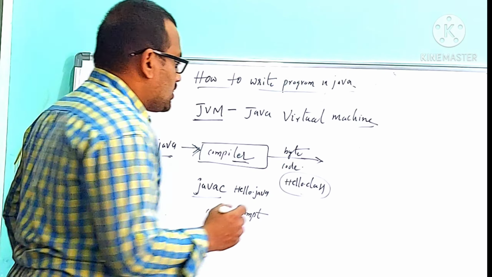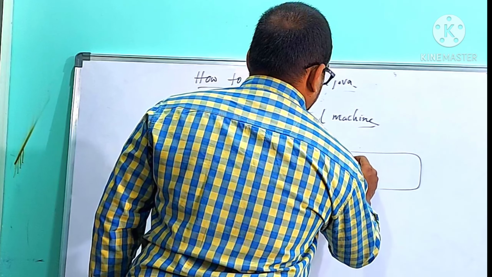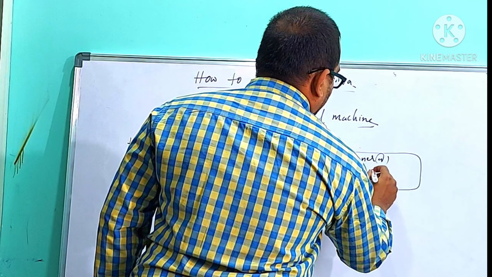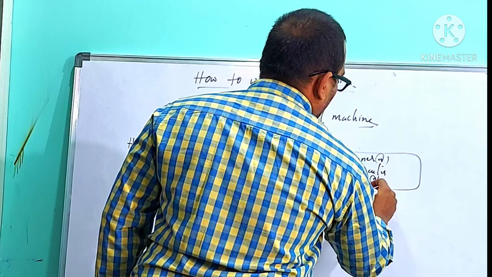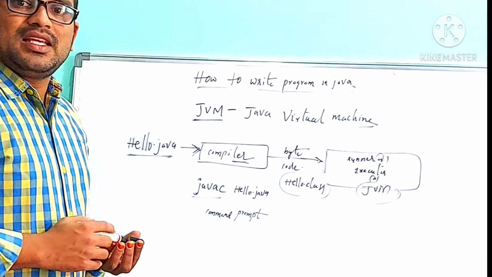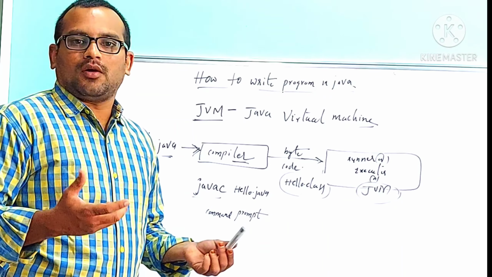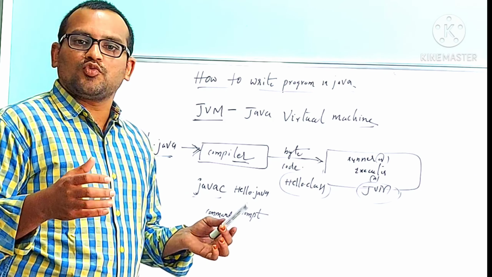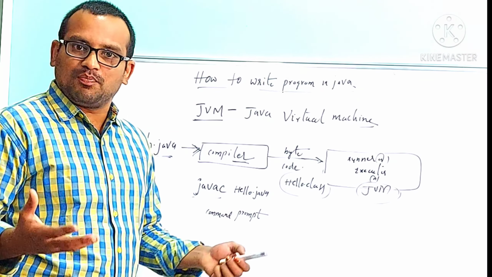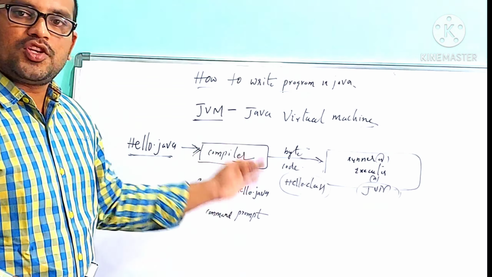This .class file should be given to the runner or executor, or simply we can say JVM. I told you already, JVM is a software, it is a program which executes our Java program. Every Java program should be executed by the Java Virtual Machine only. So the second step is, that class file should be given to the Java Virtual Machine.